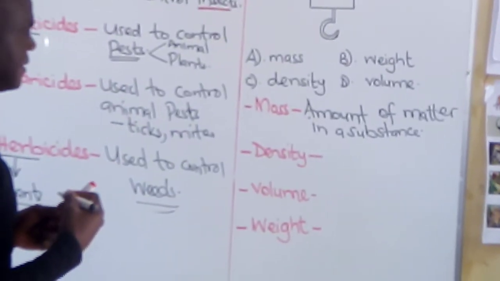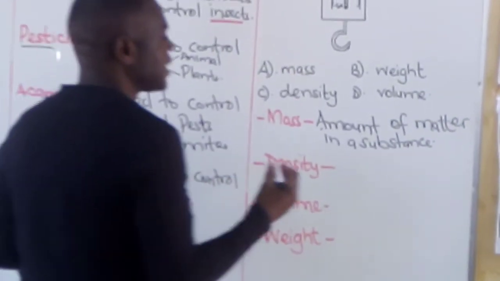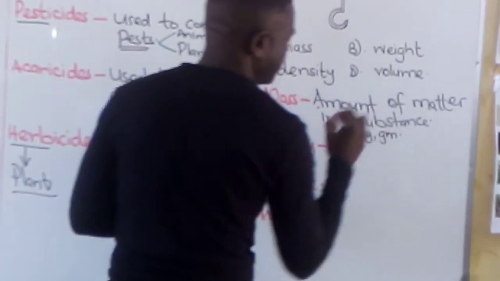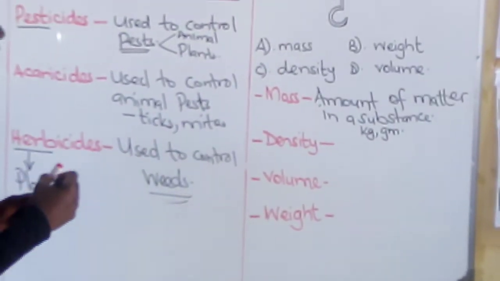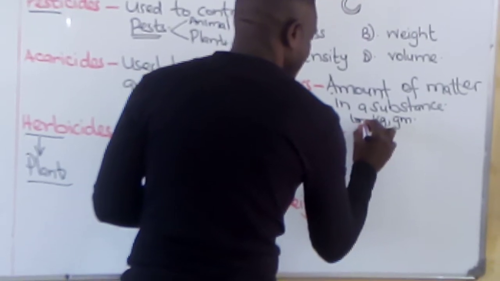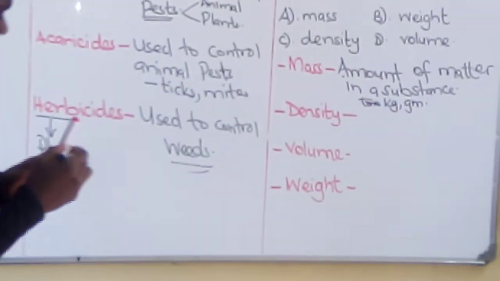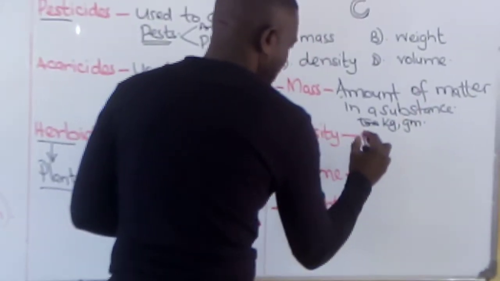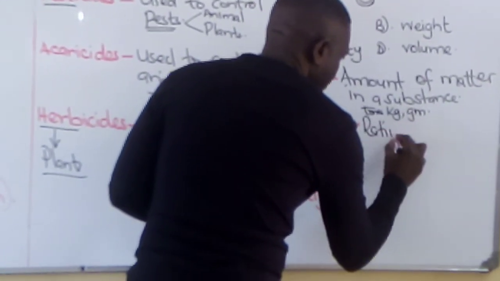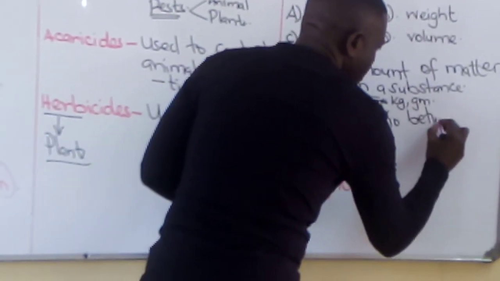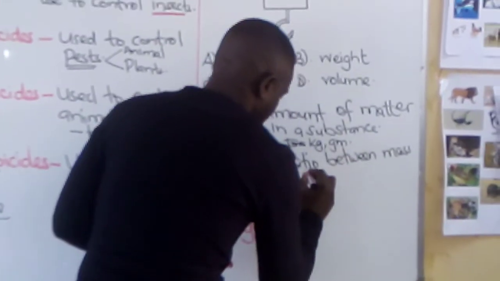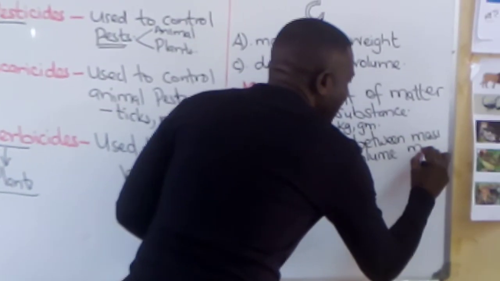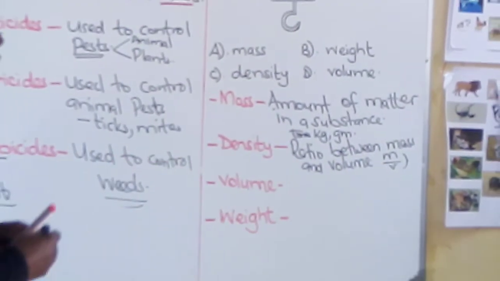That is its mass. Mass is measured in kilograms, grams, and tons. Now, what is density? Density is the ratio between mass and volume. So we say mass over volume. That is density. Now, what is volume?